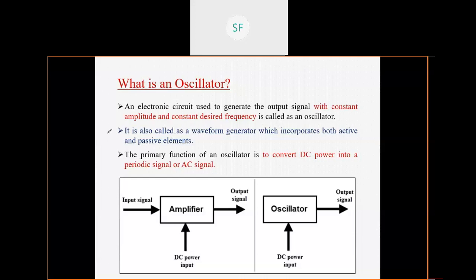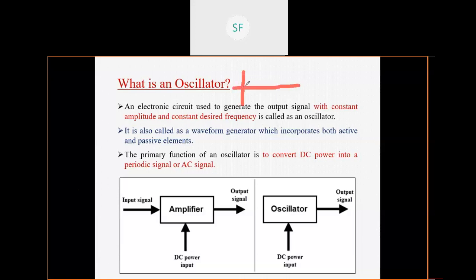Now, the term constant amplitude is also called sustained oscillations. Sustained. So what do you mean by sustained oscillation? I will be using this term very often. The spelling of sustained is S-U-S-T-A-I-N-E-D, sustained oscillation.